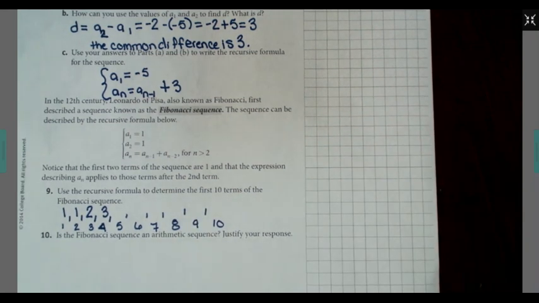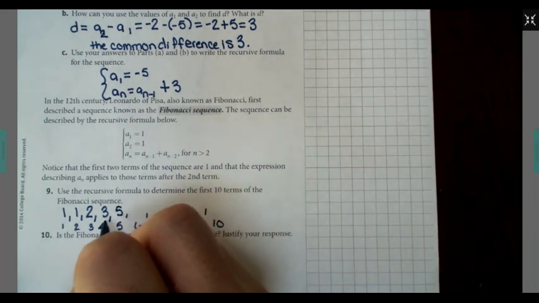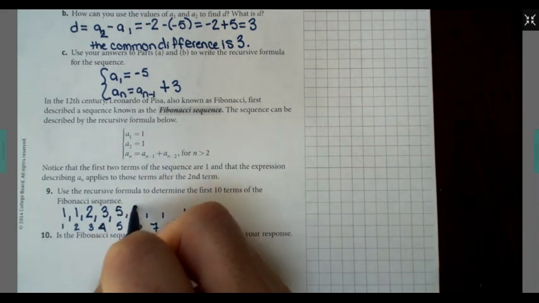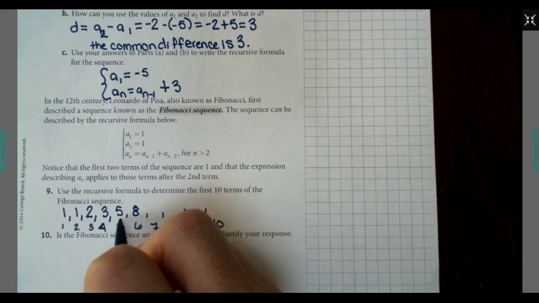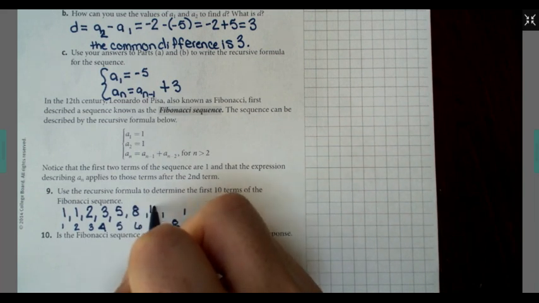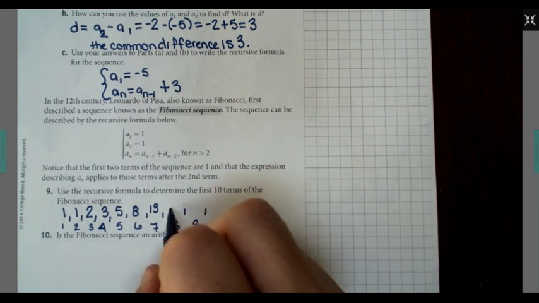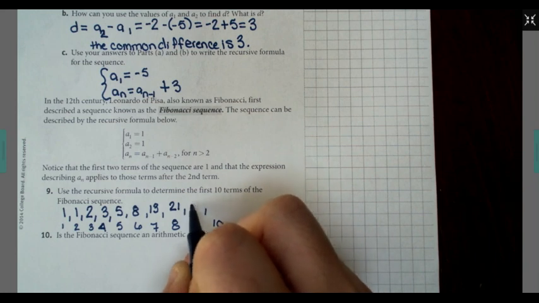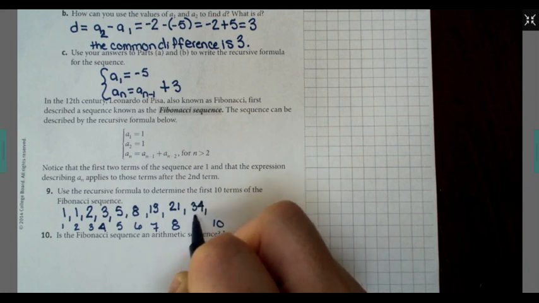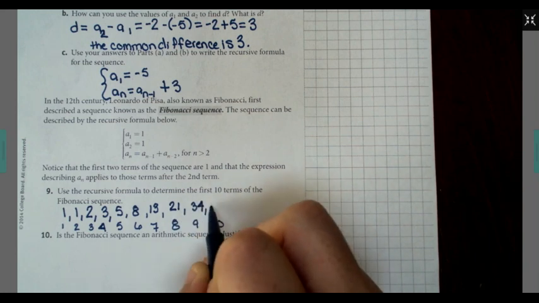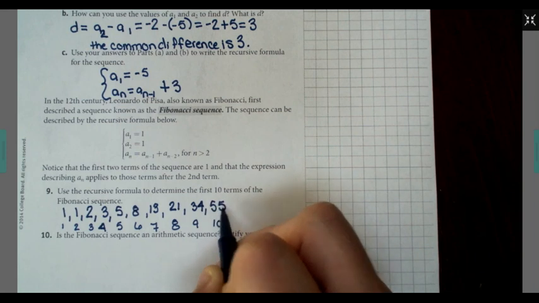And remember, it's just a combination of adding the two previous terms. So 2 plus 3 is 5. 3 plus 5 is 8. 5 plus 8 is 13. 13 plus 8 is 21. 21 plus 13 is 34. And 34 plus 21 is indeed 55.